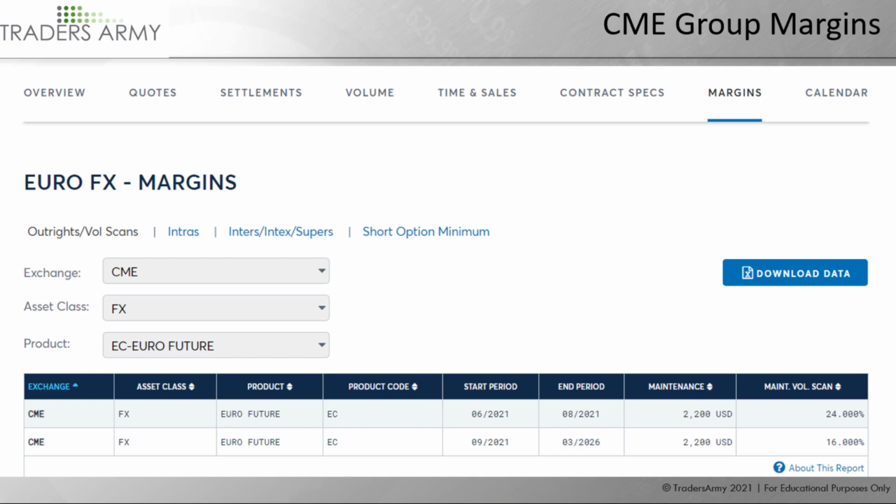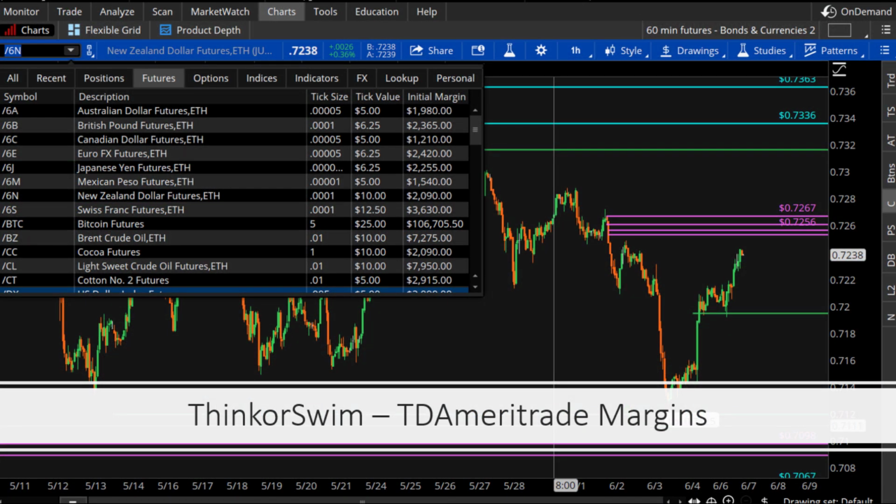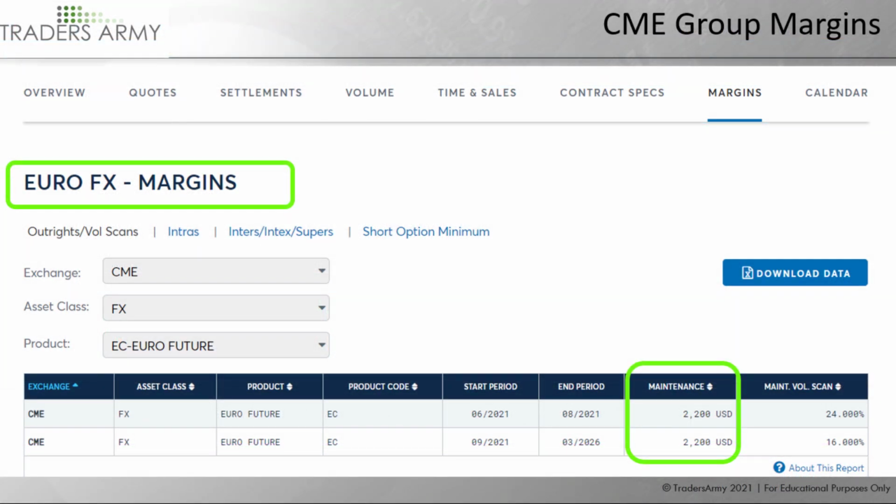So for example, the Euro FX. This is from the CME website. The maintenance margin on the euro on the CME website is $2,200. That's the maintenance margin for that euro. So that's the amount of money that must be maintained. Now, they want to make sure that that's maintained at the brokerage level. The broker is going to want to maintain that margin amount.